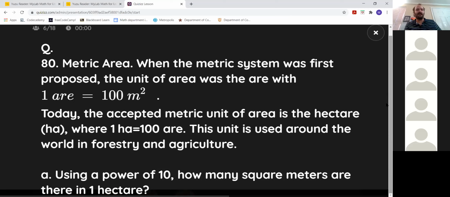So this is a two-step. I'll give you all that much. We start with 1 hectare. This is the only conversion we have that has 1 hectare. So we're gonna have to go from hectares to Rs, and then from Rs to square meters.